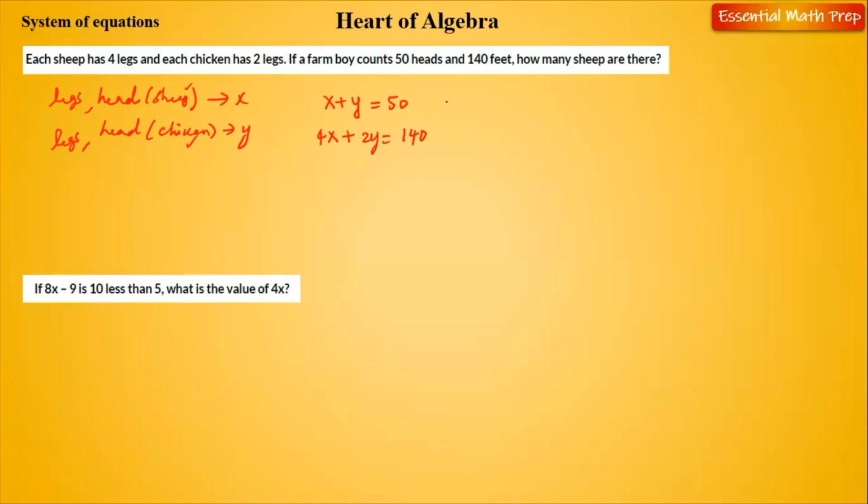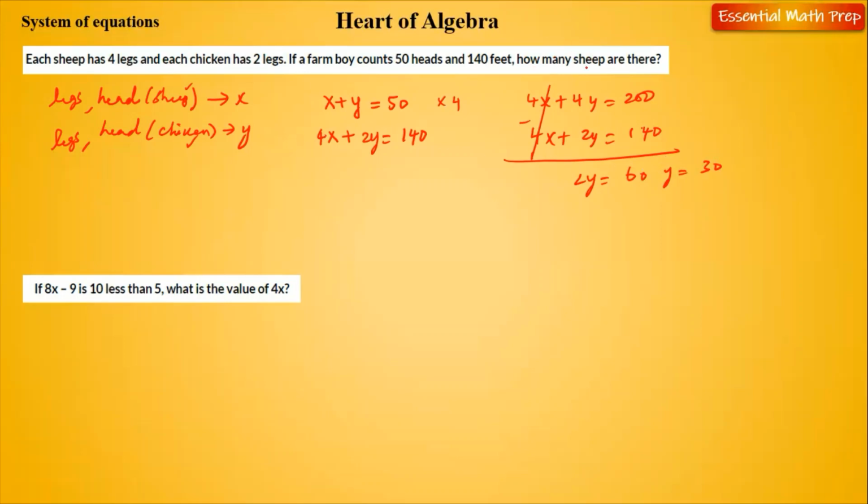That means you can multiply by 4 here, that will give you 4X plus 4Y equals 200. Why did I do that? Because I want to get rid of one of the variables and get the answer in the other variable. Easiest would be if I multiply by 4, then I can cancel out. If I subtract, then I can cancel out the X term, which leaves me with 2Y equals 60. So Y equals 30.